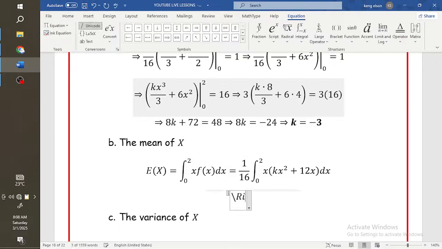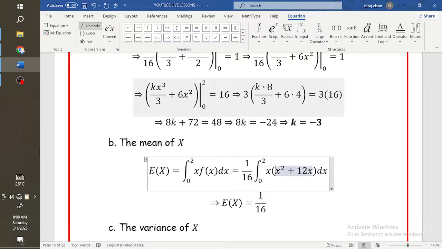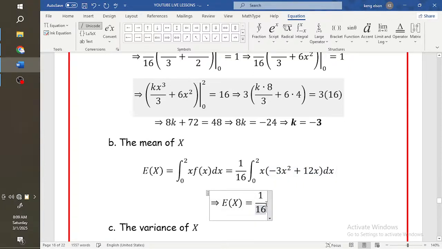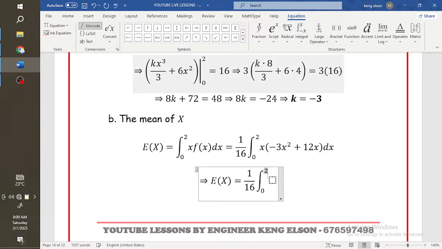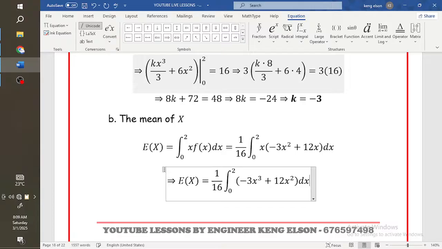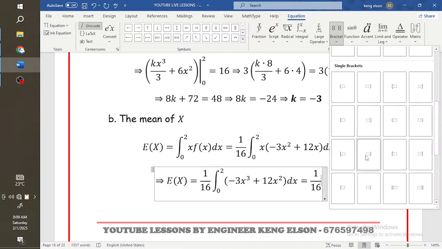So this means that E of x is equal to 1/16 outside. Now, since we know the value of k already, we'll just replace k with -3. What do we need to do? We need to multiply each term by x and then integrate. So this is 0 to 2. If we multiply, we are going to have -3x cubed plus 12x squared dx, with 1/16 outside. Now let us integrate each term.